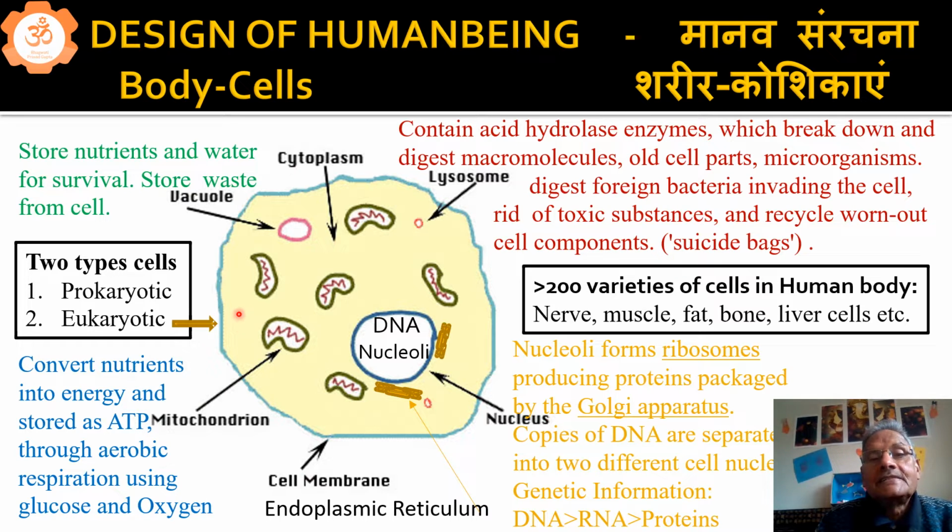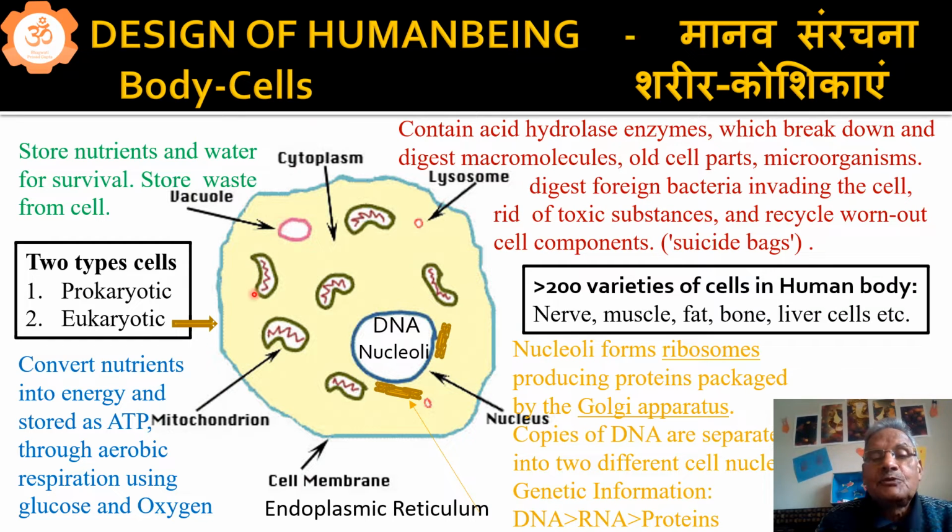Now, let us understand the different components of the body cells. One important component of the body cell is the vacuole that stores nutrients and water for survival. Also, it stores waste from the cells. So you can say all the wealth from the nutrients and waste from the cell is stored in this vacuole.